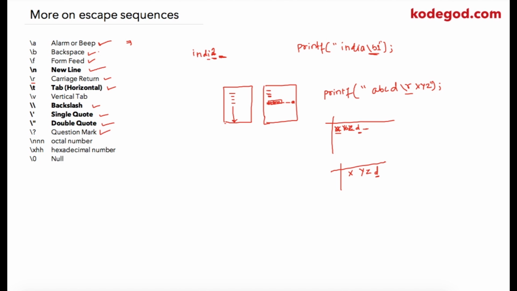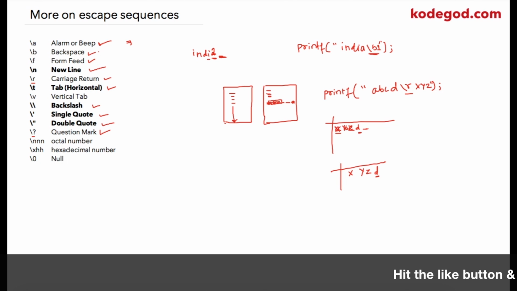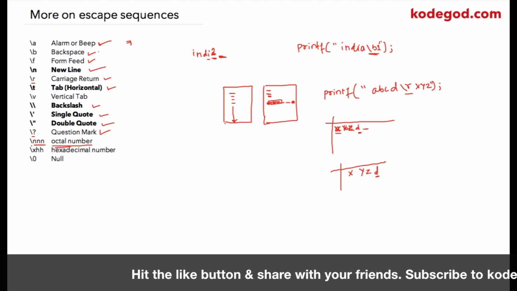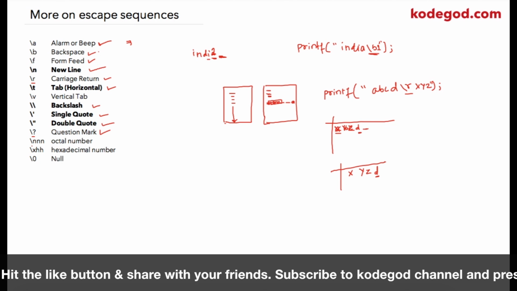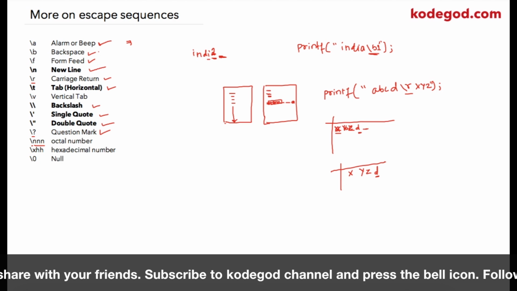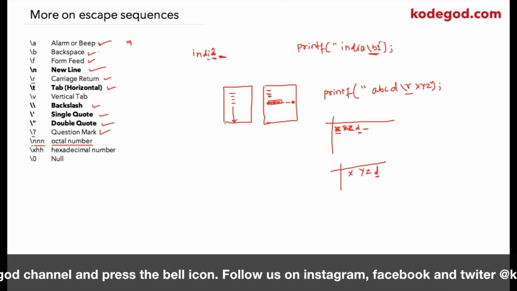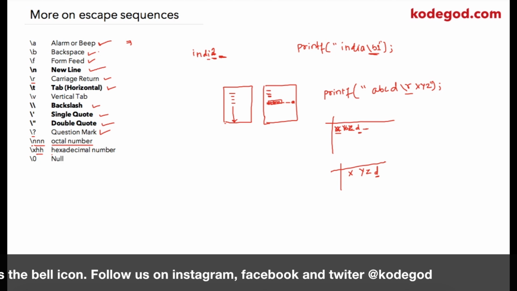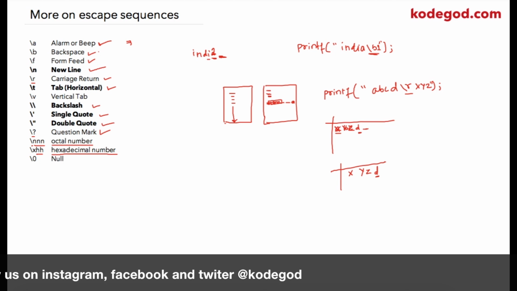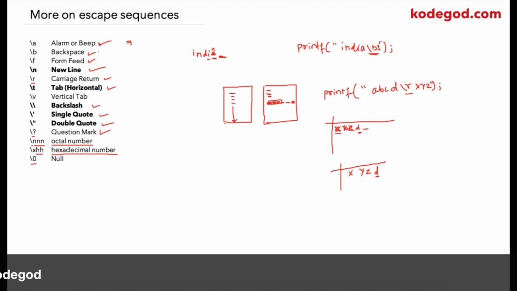Then we have the question mark. If you want to print a question mark, then you can use \?. All octal numbers can be printed using \ and after that you can have your octal number, a few digits which can be represented as an octal number. Similarly, you can have \x and then digits which represent a hexadecimal number. We have already used \0 a couple of times in previous programs, where \0 is used to represent the null character.